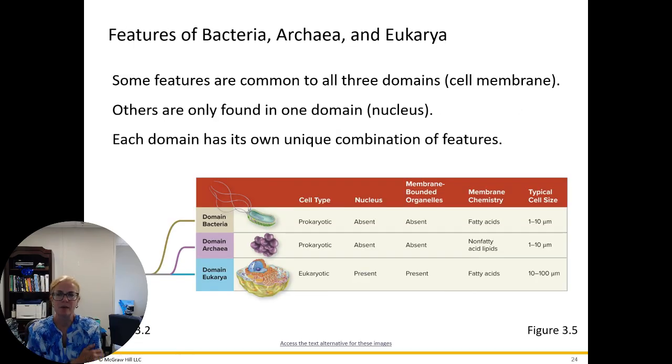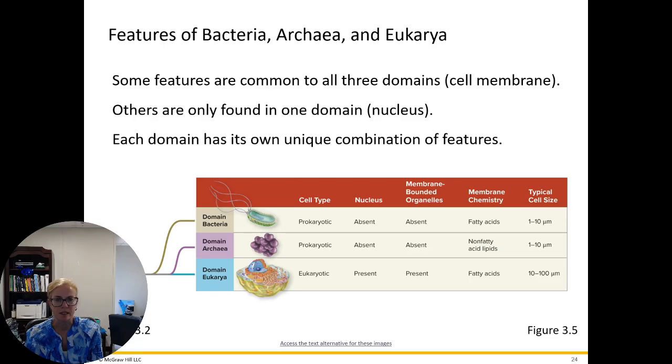So in summarizing everything, bacteria, archaea, and eukarya, we have some features in common. The feature in common is the cell membrane. They also have genetic material, but remember that the genetic material is unstructured in bacteria and archaea, where in eukaryotes, it is going to be the structured DNA. The nucleus is only found in eukaryotic cells, so that's only one domain, and then each domain has sort of unique characteristics.